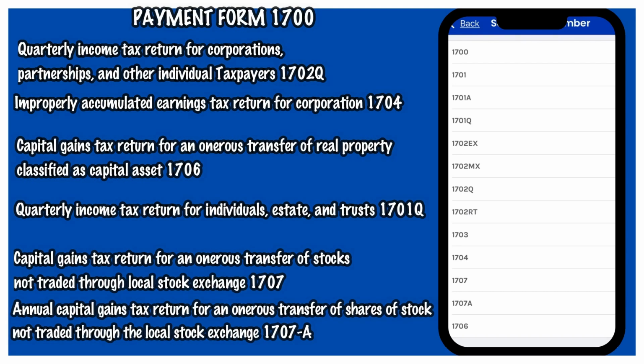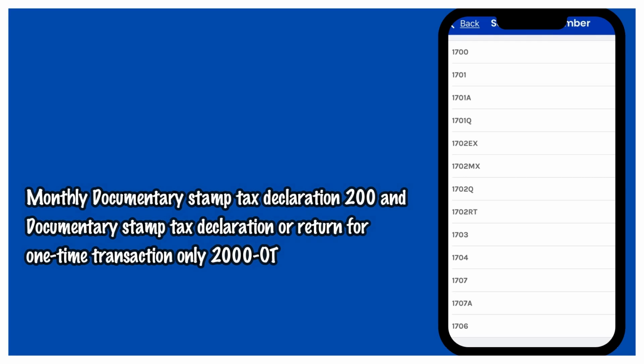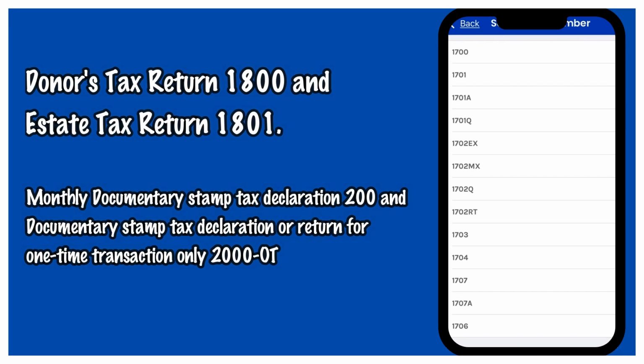Annual capital gains tax return for an onerous transfer of shares of stock, not traded through the local stock exchange. Information return on transactions with related party. Donor's tax return 1800 and estate tax return. Monthly documentary stamp tax declaration, and documentary stamp tax declaration or return for one-time transaction only.